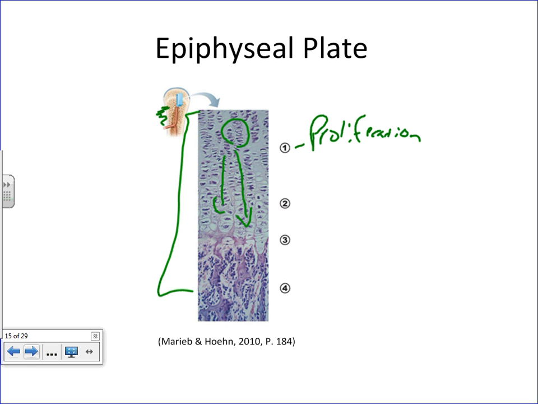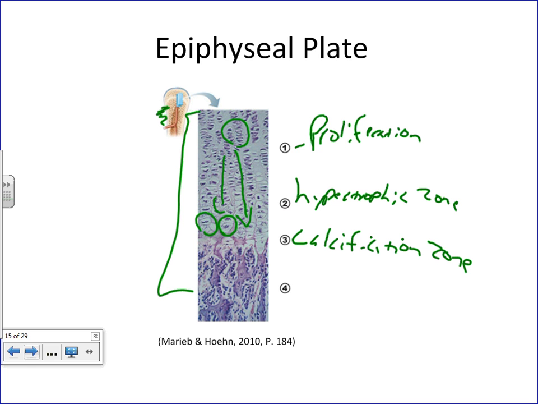Number two is what we call the hypertrophic zone. Remember hypertrophy, when cells get bigger. You can see the cells getting bigger as we work our way down into this zone. And then what happens here is you see what's called a calcification zone.